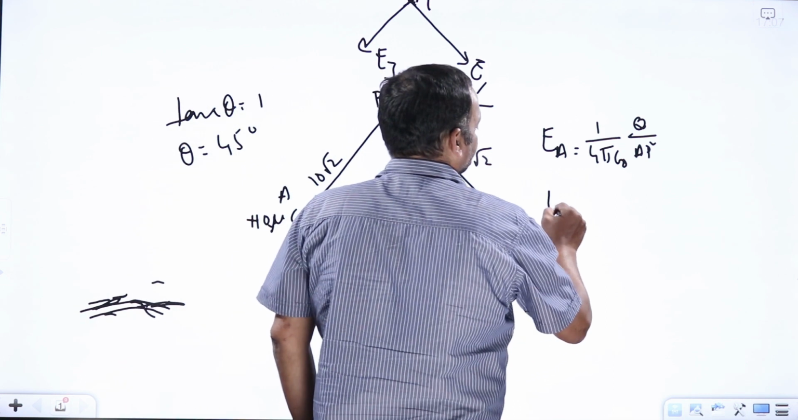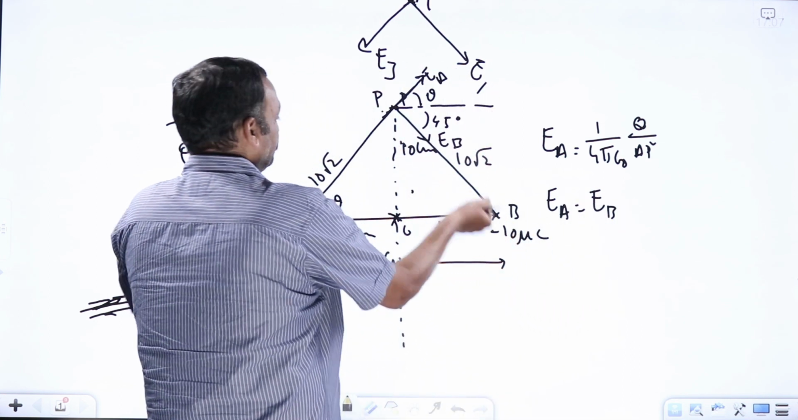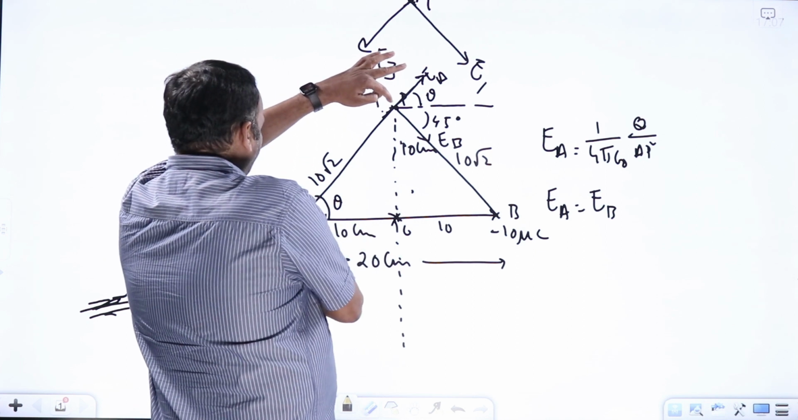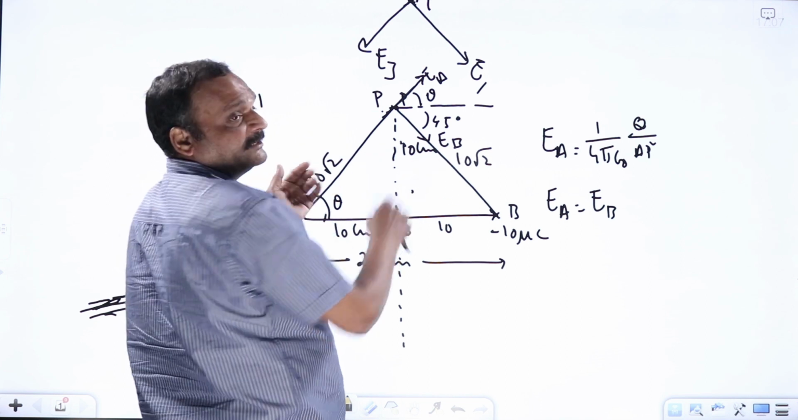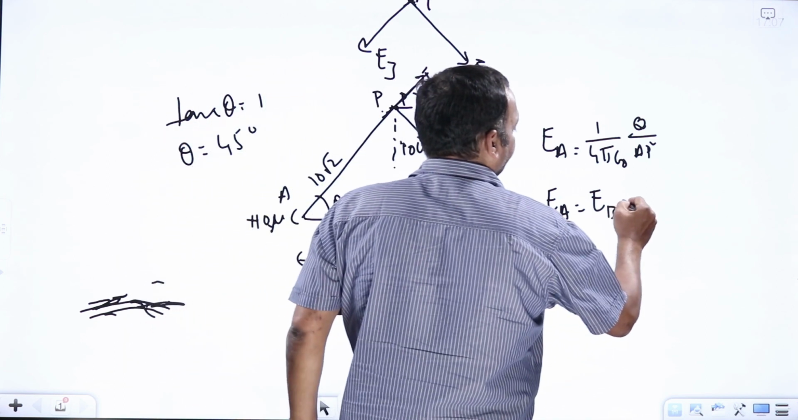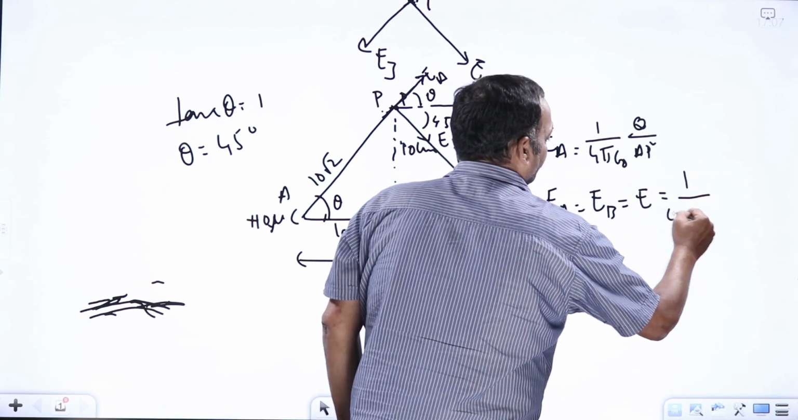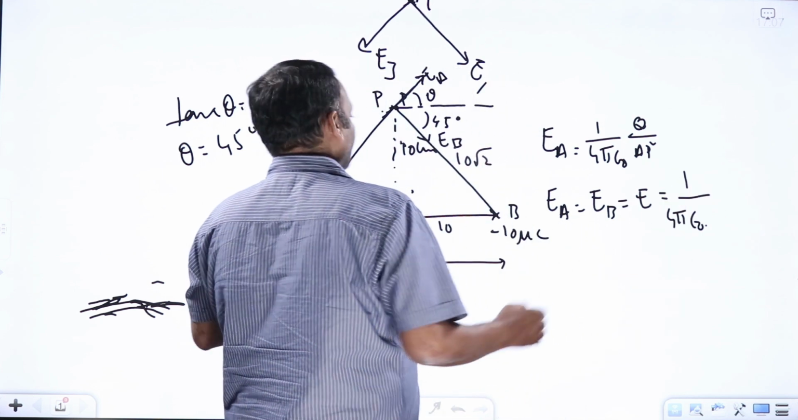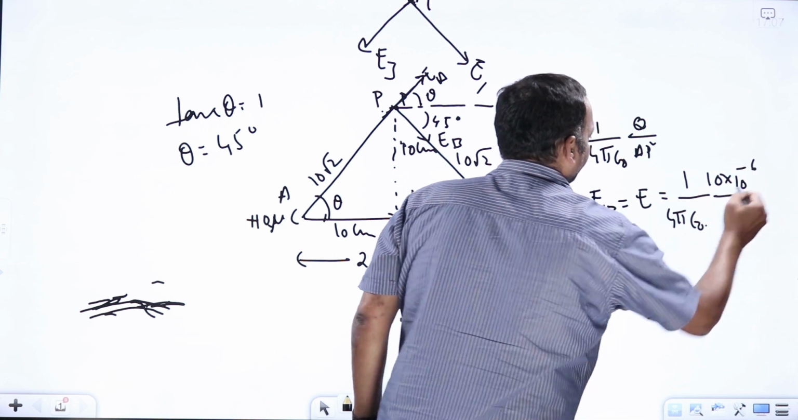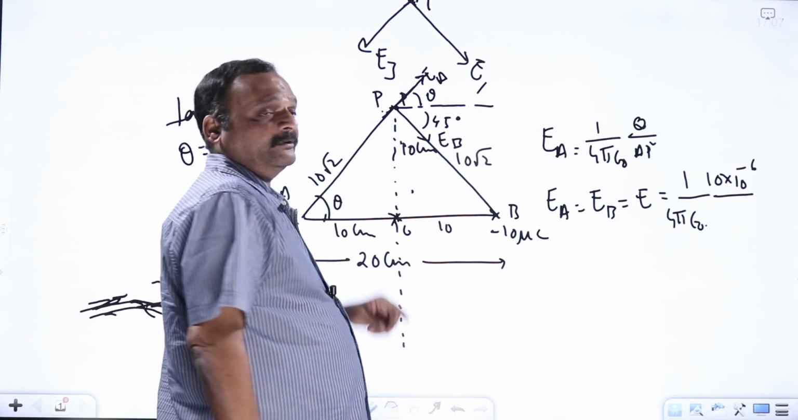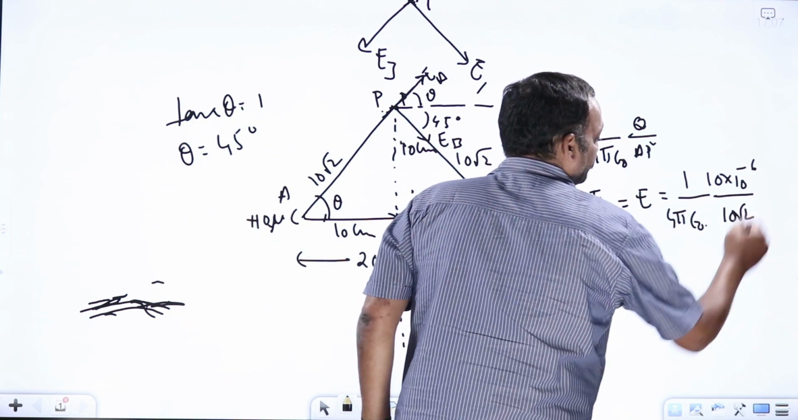So let us write EA equal to EB equal to E. Both are fields due to the charges, plus 10 and minus 10 microcoulombs, and this point P is at the same distance from both the charges, isn't it? So electric field EA equal to EB equal to E equal to 1 by 4 pi epsilon naught times the charge, 10 microcoulombs, that is 10 into 10 to the power minus 6, by AP square or BP square. Both are equal only. AP is 10 root 2 centimeters.